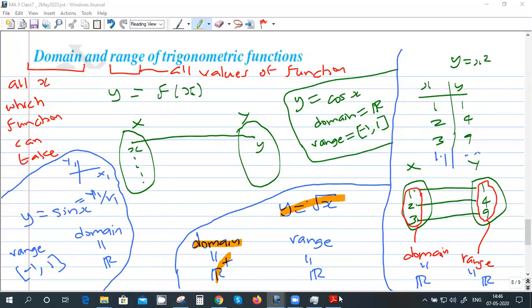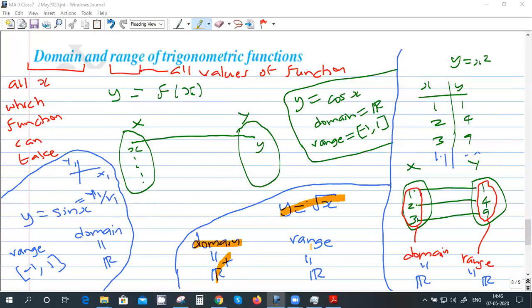Sorry, sir. Could you please repeat that? Your voice actually broke. Domain is the set of values of x for which the function is defined. This function is not defined for negative x, right? So negative x is not part of the domain. Only positive values are part of the domain.